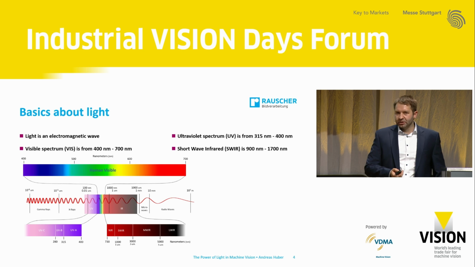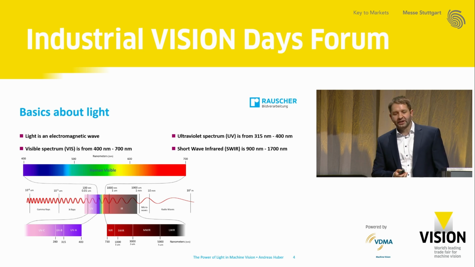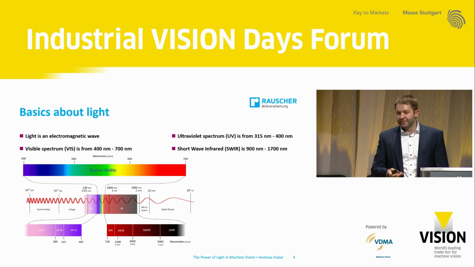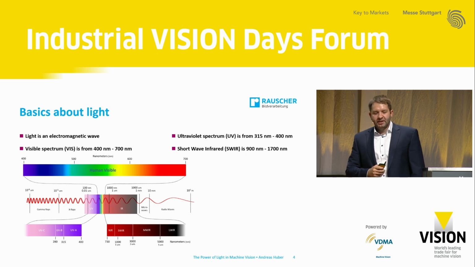Some basics about light, I think you all know from school. Light is an electromagnetic wave. The visible spectrum is from 400 to 700 nanometers. You can see 500 nanometers is dark blue, 700 nanometers is red. Different literature says you can see till 770 nanometers, so it depends.